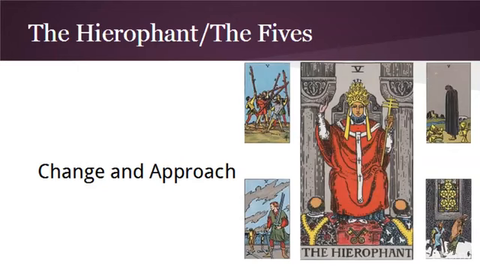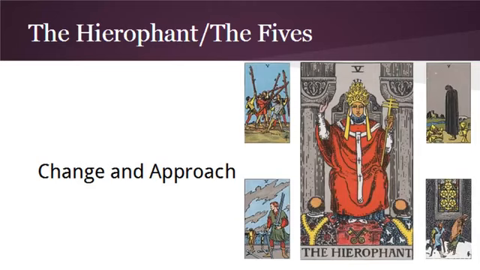Now we come to the Hierophant and the 5s. And 5s are all about change and approach. Whether you seek to change something around you or how you approach that change. The 5s are about change in your approach to things. And just like with Temperance, by experimenting with different approaches, you can come to a different outcome.